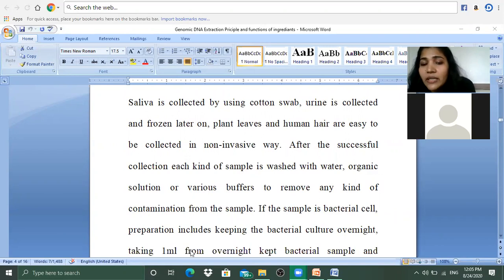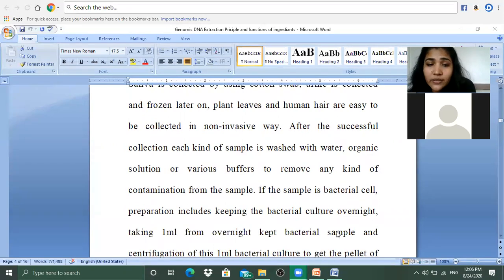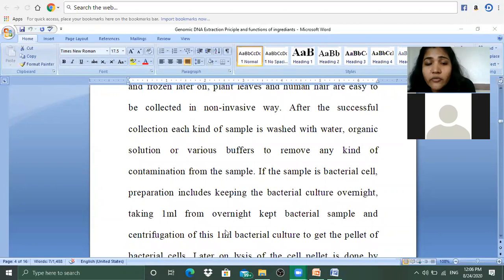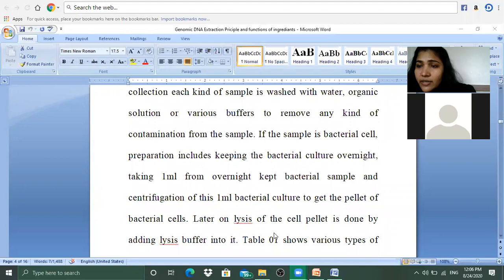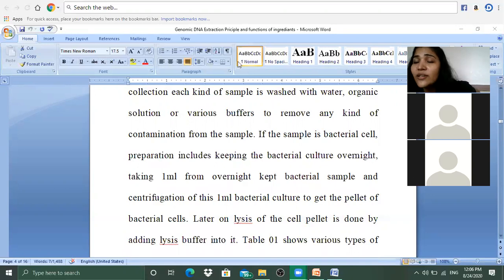And if the sample is a bacterial cell, preparation includes keeping the bacterial culture overnight. Then taking 1 ml from the overnight kept bacterial sample and centrifuging it to get the pellet of the bacterial cells. I understand that in your third and fourth semester you do lots of microbiology. For chemistry people, if you are having any trouble understanding what I'm reading right now: the bacterial sample is kept overnight in order to grow, because most bacteria take 24 hours to double.